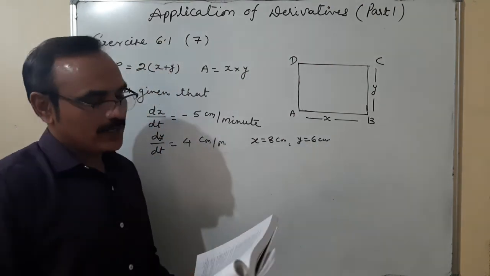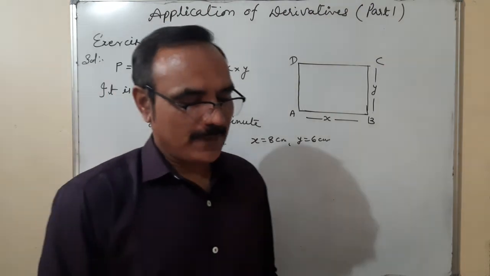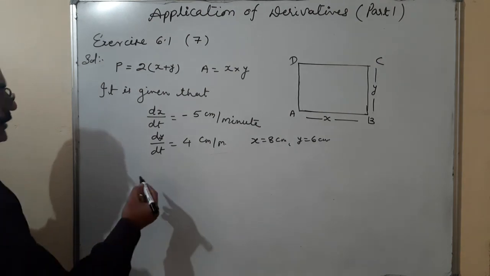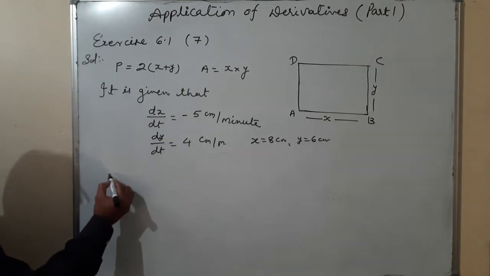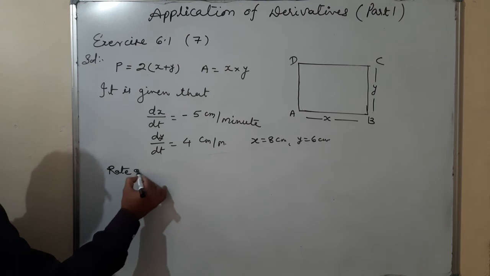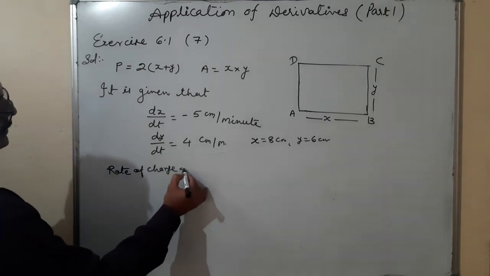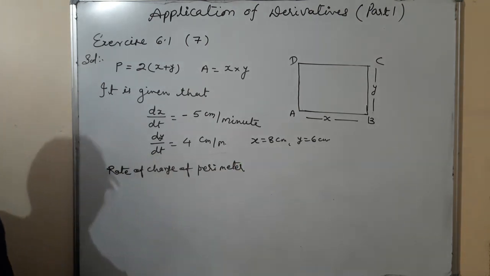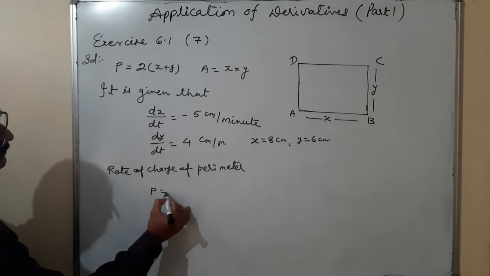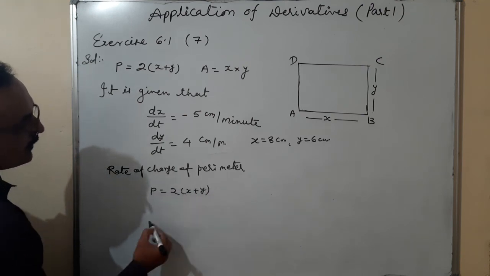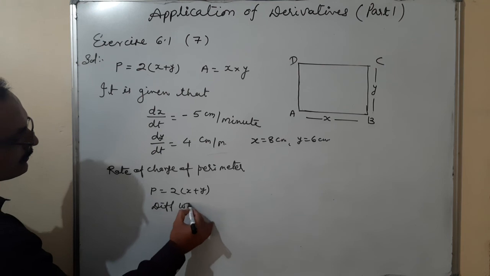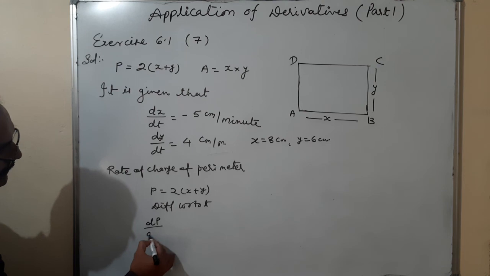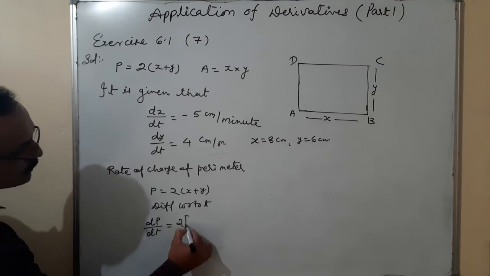At that time we are going to find the rate of change of perimeter and the rate of change of area. First case, rate of change of perimeter. So P is equal to 2(x plus y). Differentiate with respect to t, the rate of time. dP/dt is equal to 2.